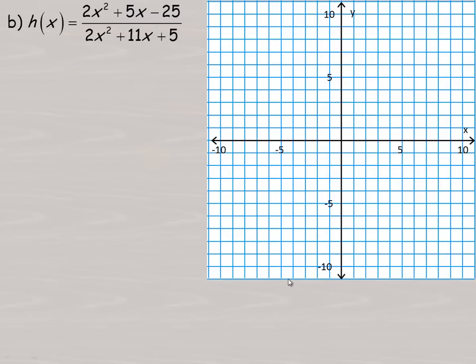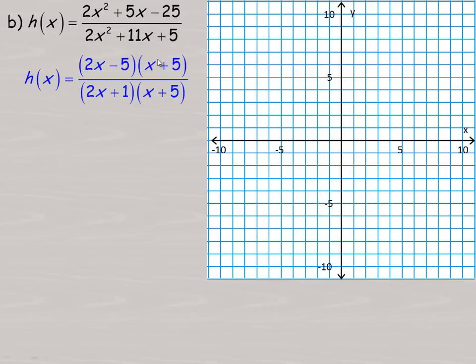One last example on the final page here. And so we're going to graph this function here. And once again, the numerator and actually denominator both will factor here. And I'm not going to take the time to actually go through how the factoring works. That's another lesson.